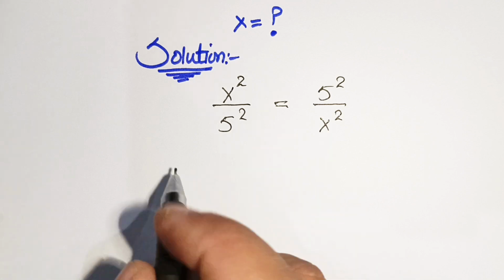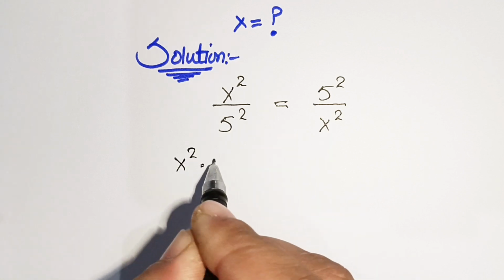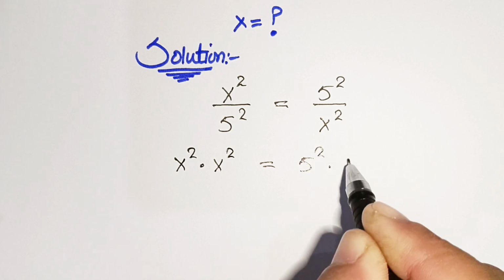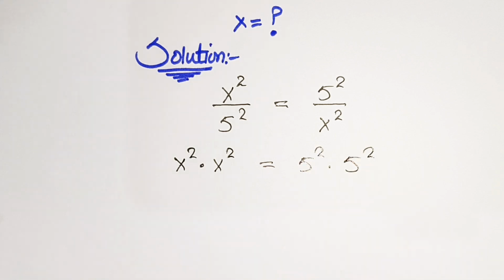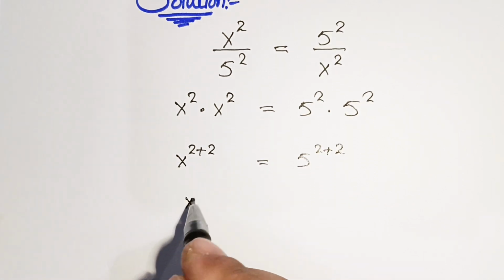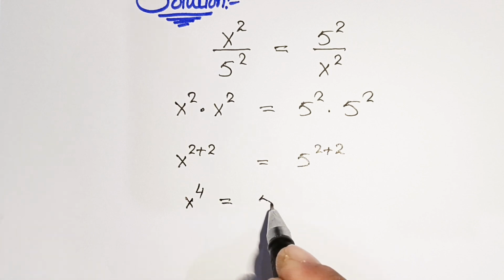So if we just cross multiply, then we get x squared times x squared, which is equal to 5 squared times 5 squared. So here we have x to the power 2 plus 2 and 5 to the power 2 plus 2. Then we just write x to the power 4 is equal to 5 to the power 4.